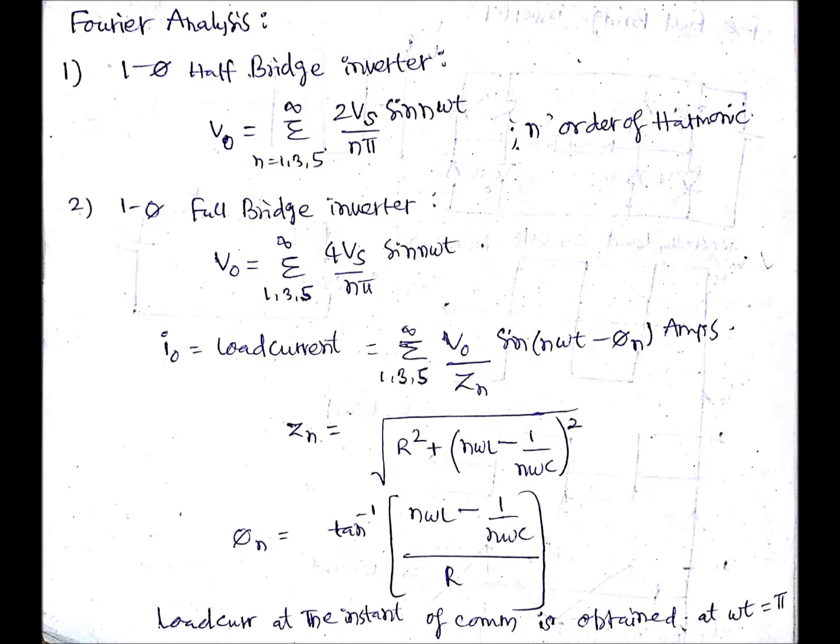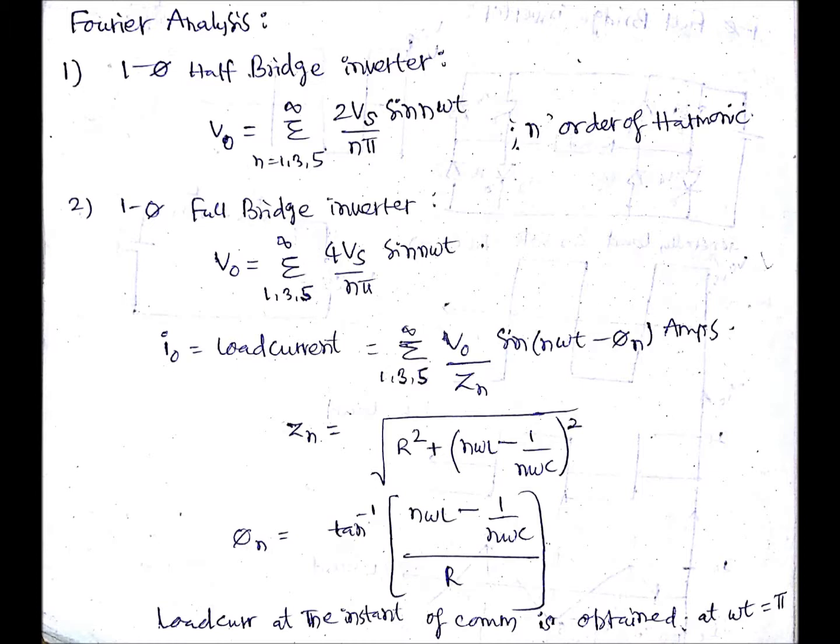Now how to find out the sinusoidal component in that? Generally, what is the technique used to find out sinusoidal from any waveform? That is Fourier series analysis. So if you apply that, you will find that V0 is equal to sigma n equal to 1, 3, 5 to infinity, 2Vs by n pi sin n omega t. So for getting the fundamental component n should be equal to 1. That will be 2Vs by pi sin omega t. Fine. So this n is the order of harmonic.